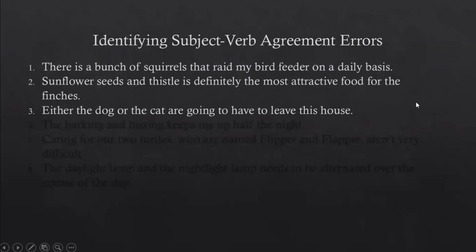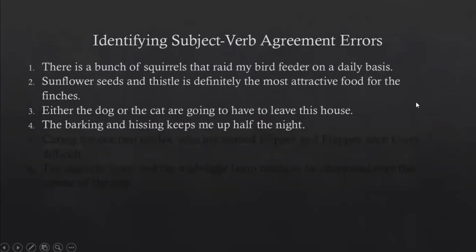Okay, hopefully that makes sense. Now let's check one more. Let's look at another one. The barking and hissing keeps me up half the night. Now again, find the verb. In this case, it's keeps. That's a singular verb, right? And all you have to do is think about how you would use it, right? Here we have barking and hissing, which individually are singular.